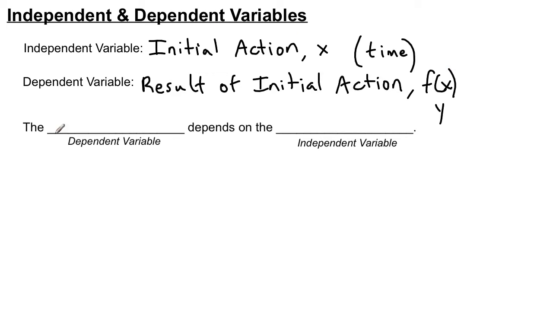There's a useful sentence that we can use to make sure we identify these correctly. The dependent variable, and you can insert it here, must depend on the independent variable. Okay, so let's go through some problems and give you some examples.